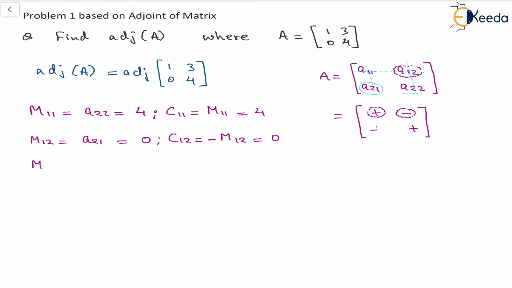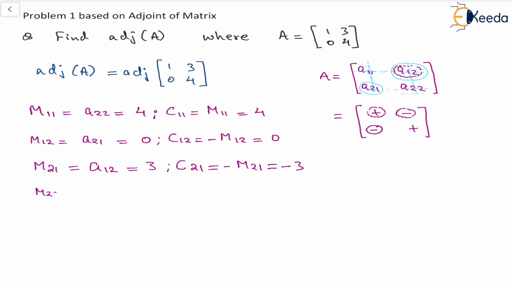Now secondly, M21. Minor M21 will be obtained by removing the second row and first column. So we'll be left with the element A12. So this minor is A12, and in our matrix A12 is 3. Now checking the position, we can see that this position is odd position, and therefore the cofactor C21 will be minus of M21, which will be minus of 3.